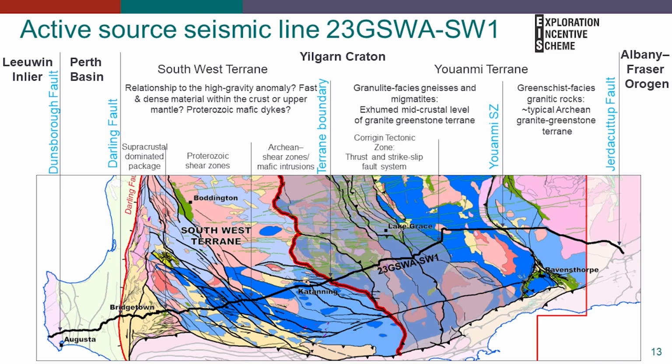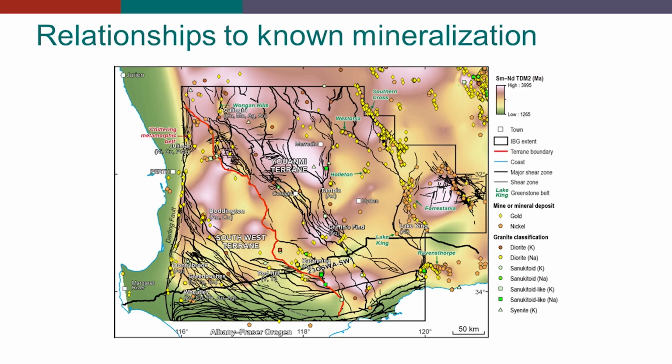Then we pass the Darling Fault and image the Perth Basin and then the Proterozoic Leeuwin Inlier. And then the line ends on the coast at Hamelin Bay. Some relationships to the known mineralization for this line. We run through the Lake King Greenstone Belt, this nickel endowed greenstone belt in through here within the Youanmi shear zone system, and we hope to see the crustal architecture of the greenstone belts in through here.